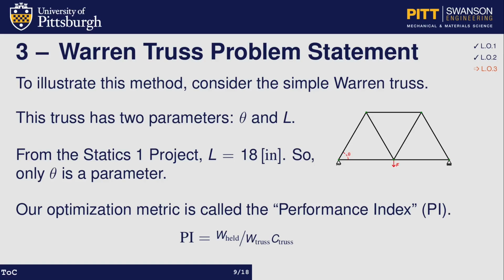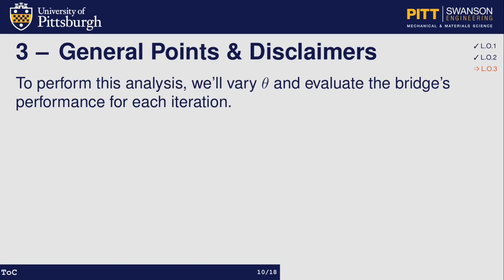Our optimization metric is called the performance index, or the PI. Its formula is given at the bottom, where it's the weight held divided by the weight of the truss itself and the cost of the truss. To perform this analysis, we'll vary theta and then evaluate the bridge's performance for each iteration.